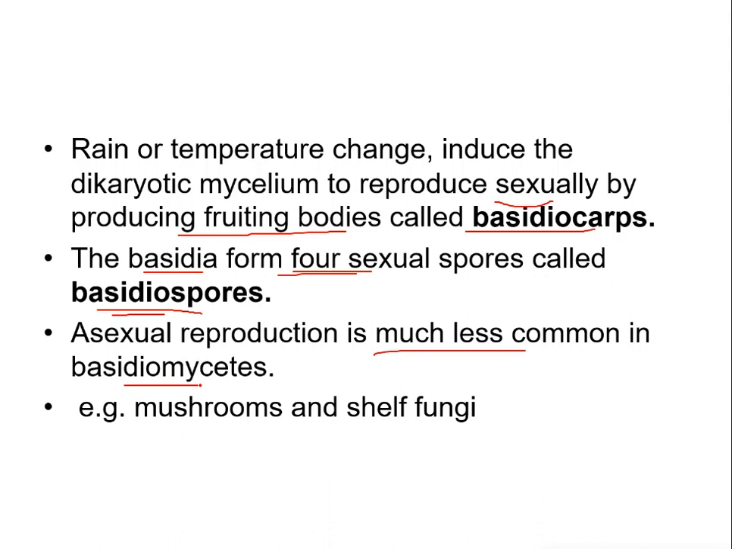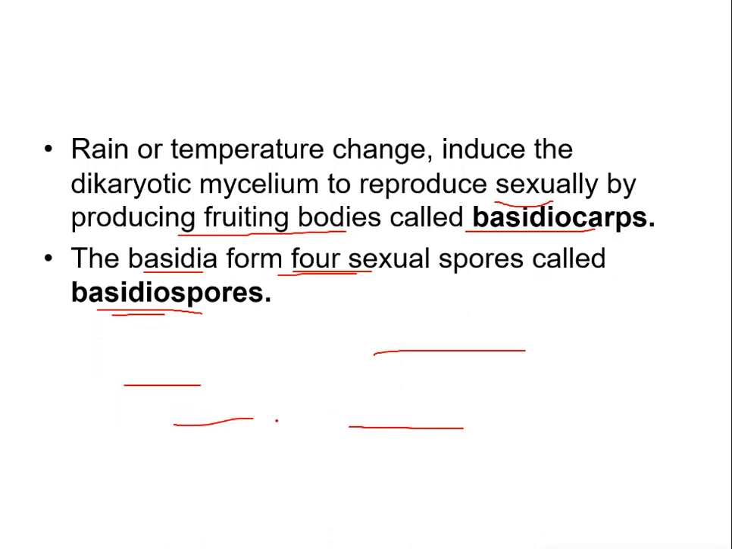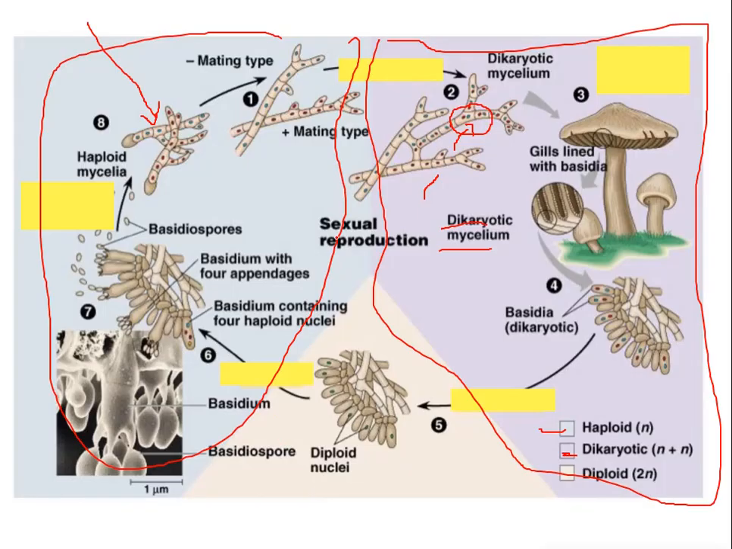Okay. Examples of basidiomycetes are mushrooms and also shelf fungi. Okay, let's see the life cycle again. You can see that most of the life cycle involves sexual reproduction. All right. So, okay, you can see here there are 4 basidiospores found in the basidium or basidia. All right. Okay, let's see here. So this fruiting body we call the basidiocarp. Under the basidiocarp, you will find basidia, and at the end of the basidia, you will have 4 basidiospores.